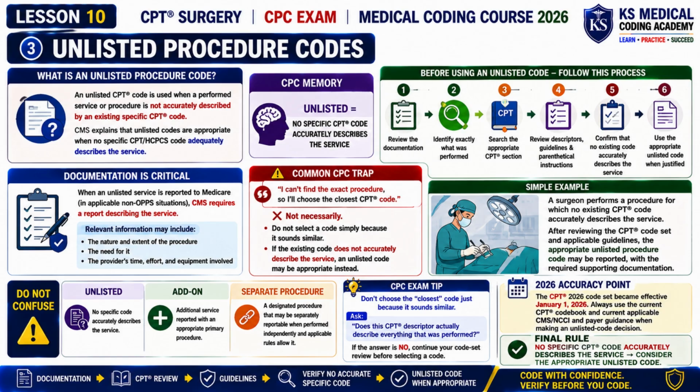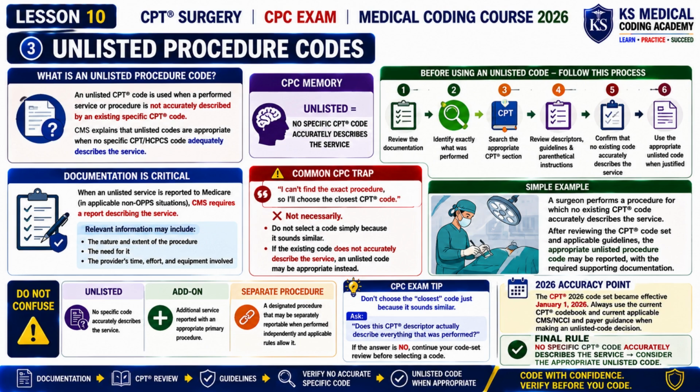Here's the common CPC trap: I can't find the exact procedure, so I'll choose the closest CPT code. Not necessarily. Never select a code just because it sounds similar. The code must accurately describe the service. Also remember the difference: unlisted equals no specific code. Add-on equals additional service. Separate procedure equals check whether separate reporting is allowed.